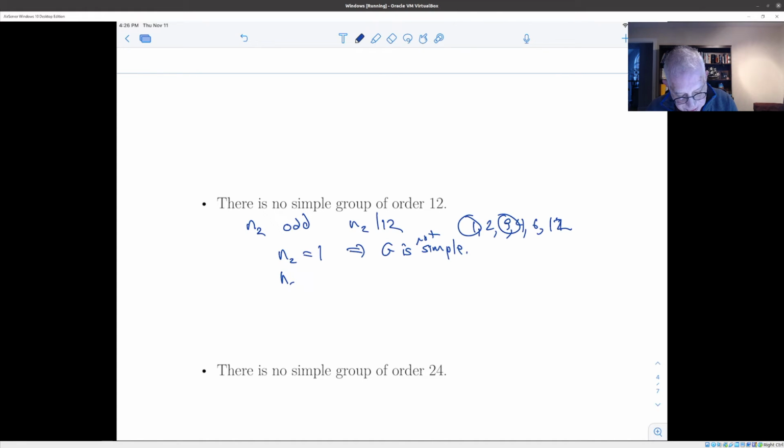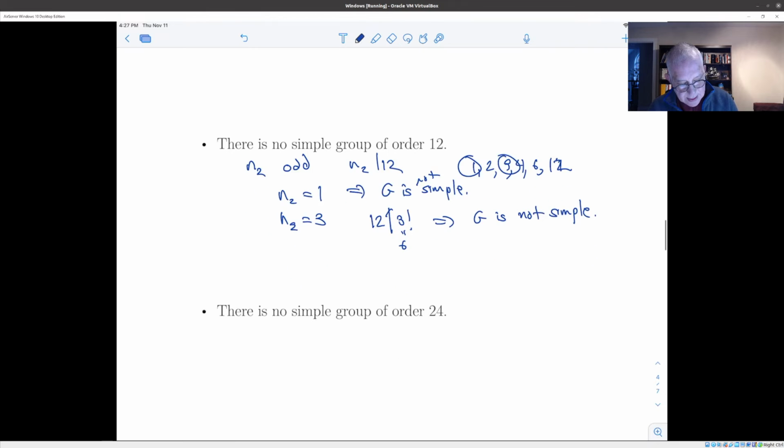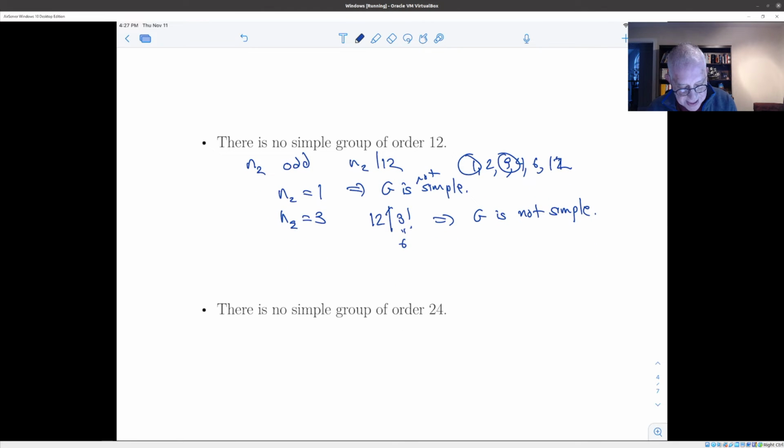If n_2 is 3, well, then we use the fact that 12 does not divide 3 factorial, which is 6. And again, we get that G is not simple. So we're forced to have n_2 equals 1.